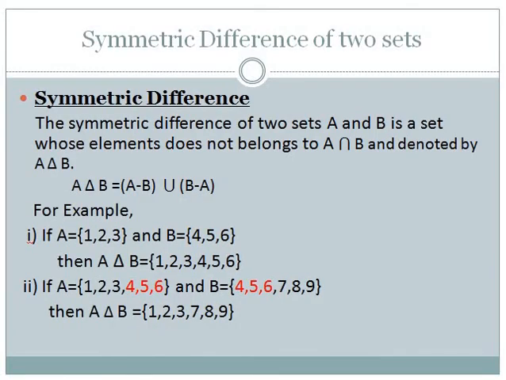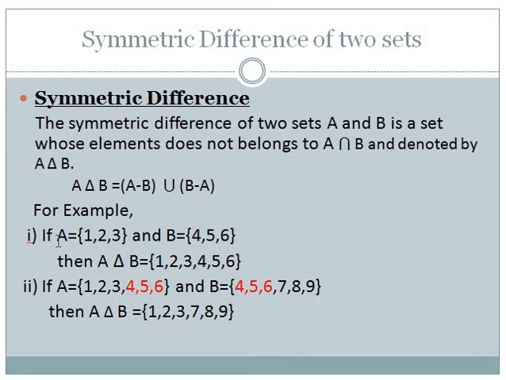Next topic is symmetric difference of two sets. The symmetric difference of two sets A and B is a set whose elements do not belong to A intersection B, and is denoted by A triangle B. The small triangle is the symbol in set theory for the symmetric difference between the two sets A and B. So how do we represent it as a set? If we take the union of A minus B and B minus A, they are the members of the A symmetric difference B set.